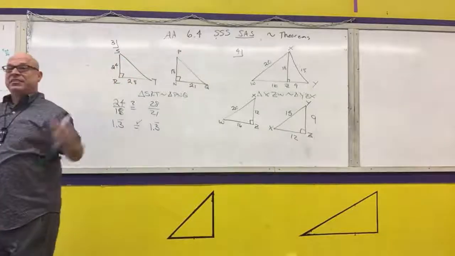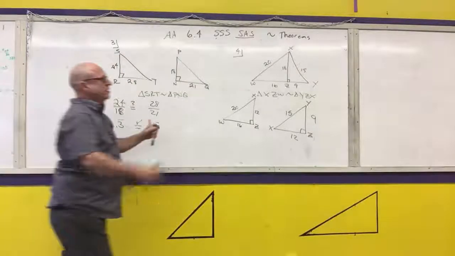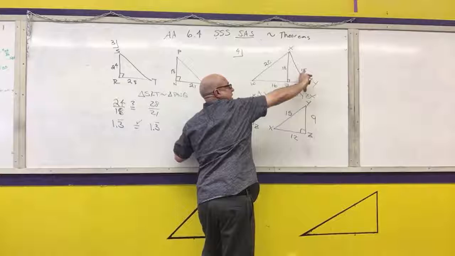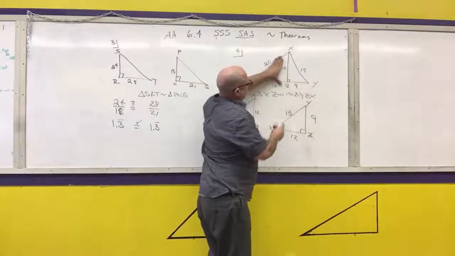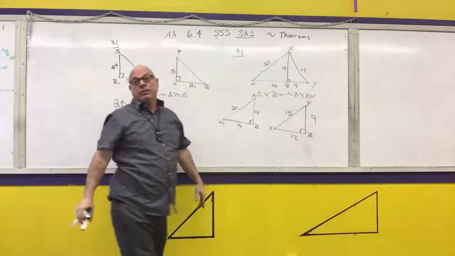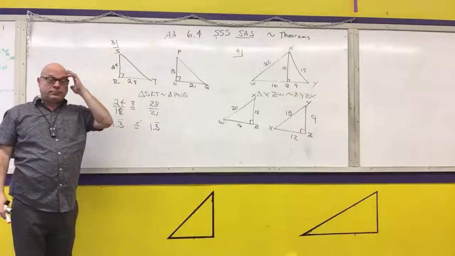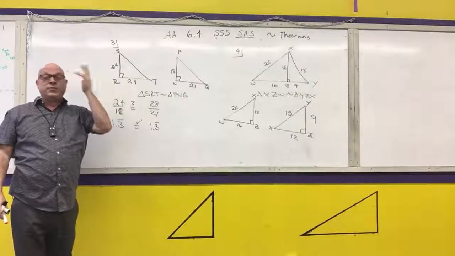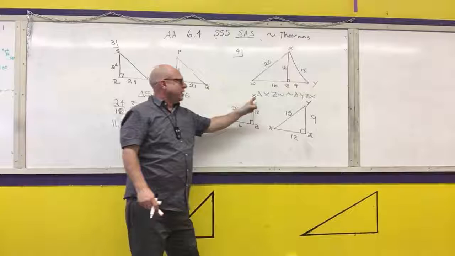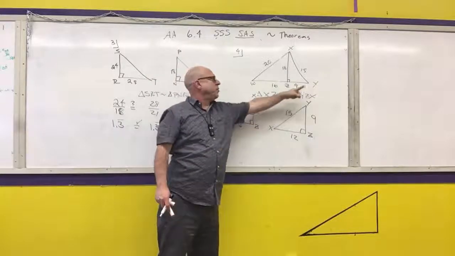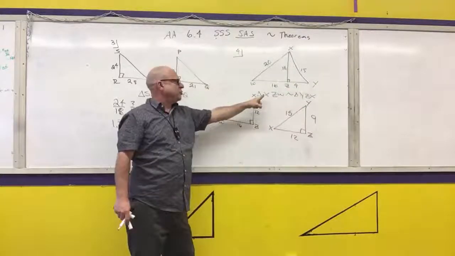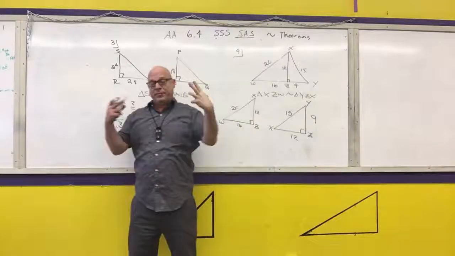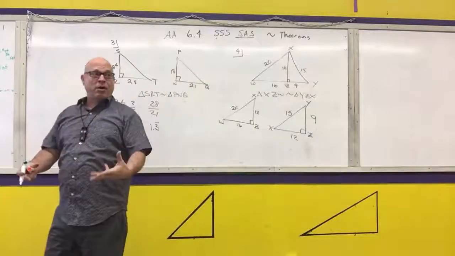I'm just matching up the pieces. I just redrew this triangle, rotated. I took this triangle right here and rotated it. I put the Y on the top because it needs to match with the X. You want to draw them in the same orientation with the corresponding parts next to each other.